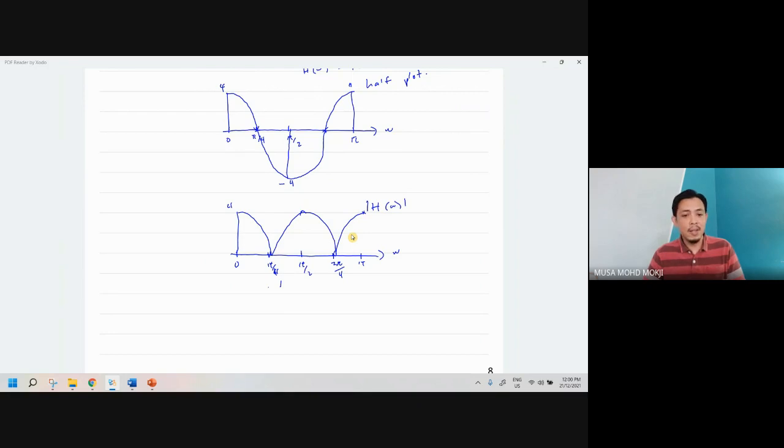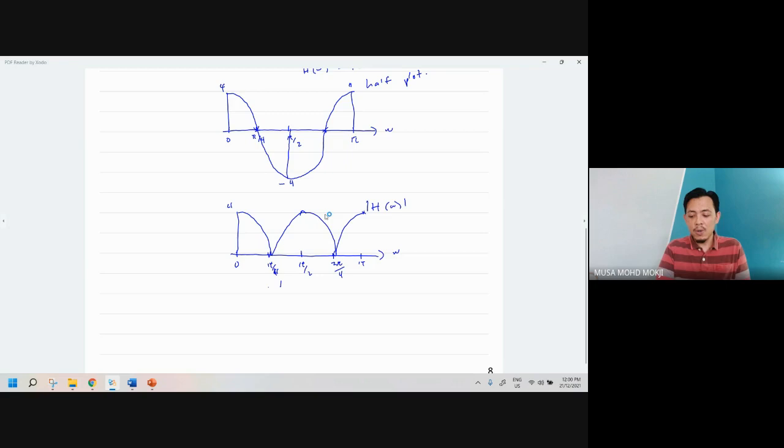Band stop. Yes, we can say that this is actually a band stop. But it stops at two frequencies: one at pi over 4, another at 3 pi over 4. This band stop has two frequencies at which the filter stops. These are exactly two frequencies, because this is 0 and this is 0. We totally remove these frequencies.